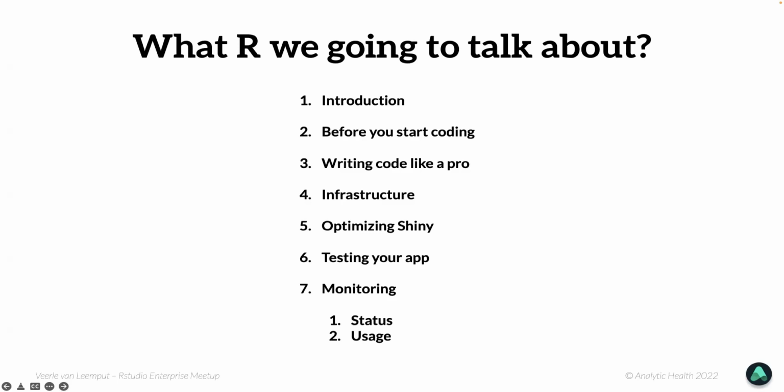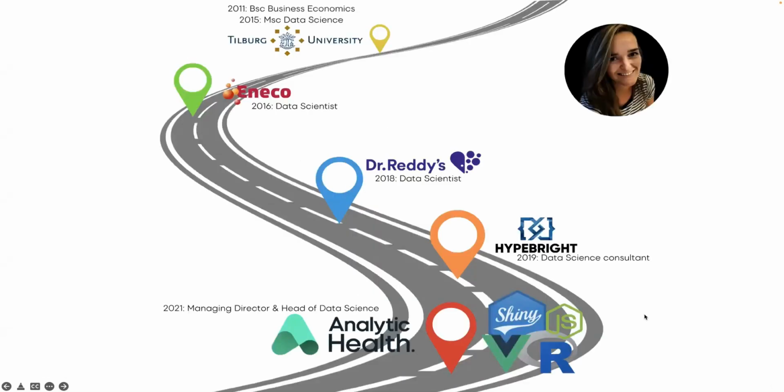So first I'll start by introducing myself. My name is Veerle. I'm a data scientist. I graduated as a data scientist in 2015 already in the Netherlands. That's also where I'm calling in from today. I did a master's of data science, and after that I started working as a data scientist at some companies. Started off with an energy company, then ended up in the pharmaceutical industry at Dr. Reddy's. And at a certain point in time, I was like, I want to start my own business. I have so many ideas and I want to do things my own way.